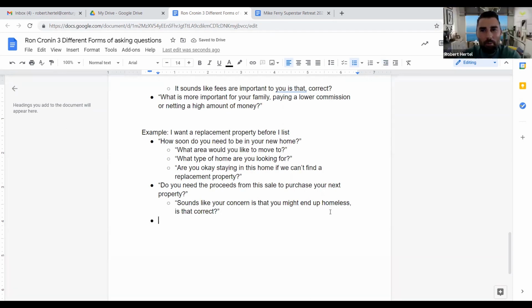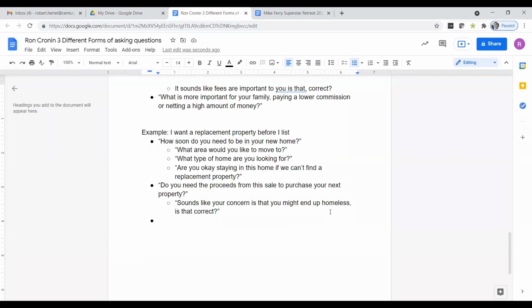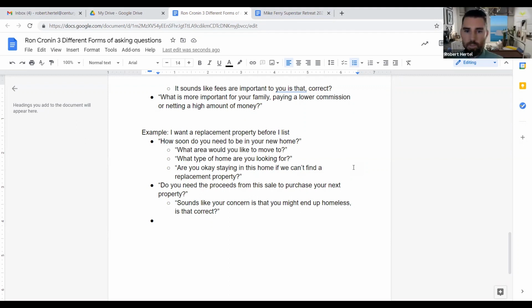Let's do what could be an A or B question. I want to find a replacement property before I list. What could be an A or B question? If we're unable to find a replacement property, would you rather rent back or extend? I don't know. Never mind. You're on to something there. Okay. You're on to something.